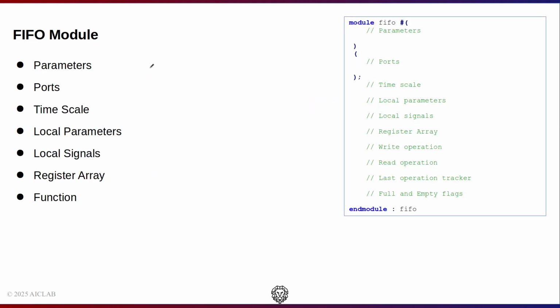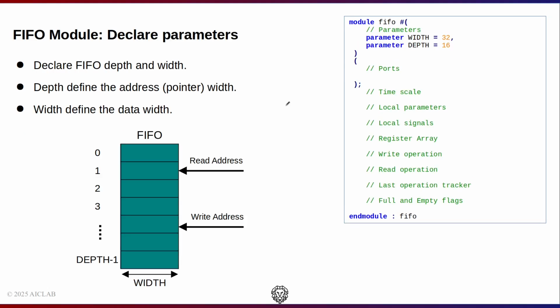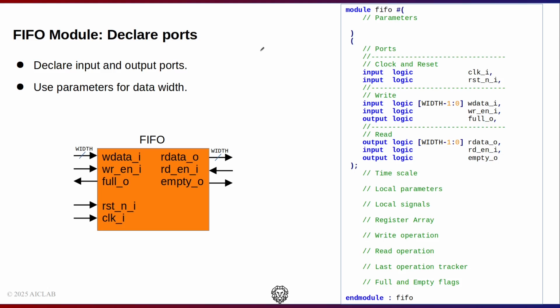Now let's look at the RTL code. We divided the FIFO module into different parts: parameters, ports, time scale, local parameters, local signals, register array, and function. First, declare parameters. We have two parameters, FIFO depth and data width. Here we define the parameters. Next, we declare the ports. We declare the clock and reset, write port and read port.